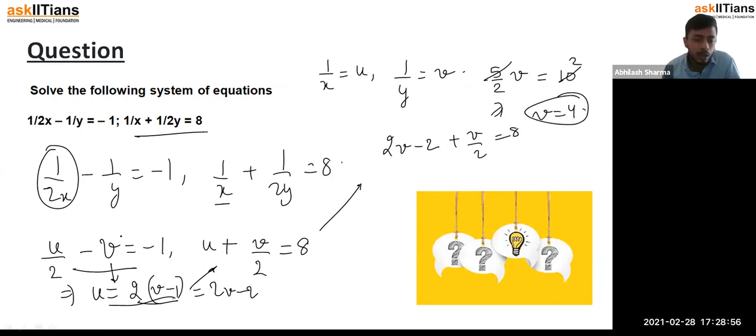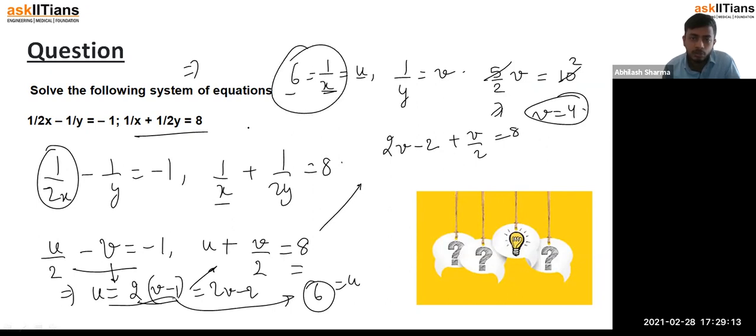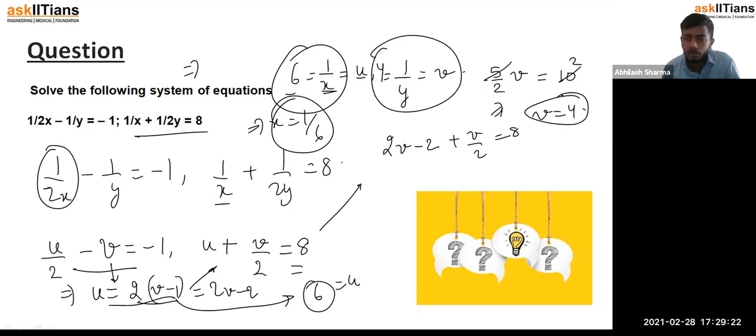So how much will u be then? From this equation, u will be 2 threes are 6. So u will be 6. But what is u actually? u is 1 by x, but u is also 6. So from this equation, x is 1 by 6. And v is equal to 1 by y, but it is also equal to 4 from here, right? So y will be 1 by 4, which is our answer.